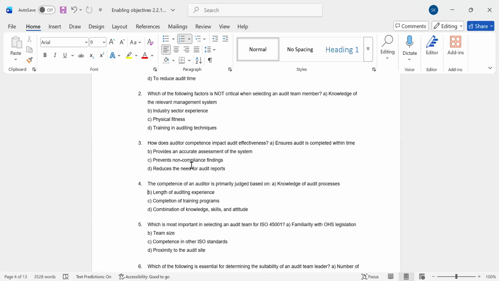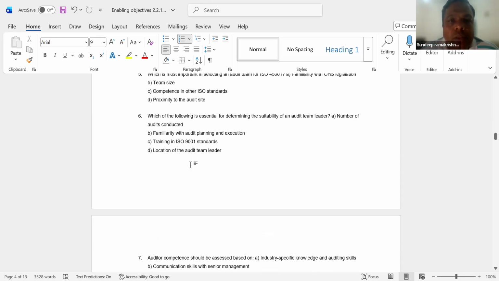Between A and C, how can we justify familiarity with OHS legislation and competence in other ISO standards? No, sir, A. Fine. A. See, the question is for ISO 45001. Read the question once or twice, then think about the answer. Right. A is the right answer. Good.